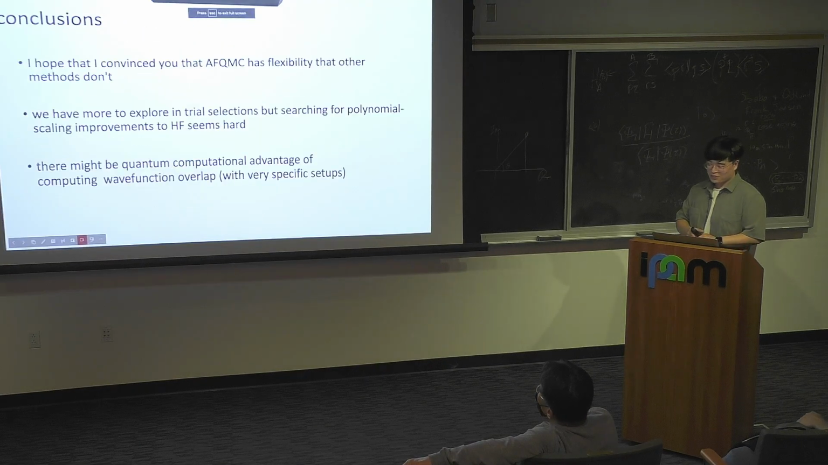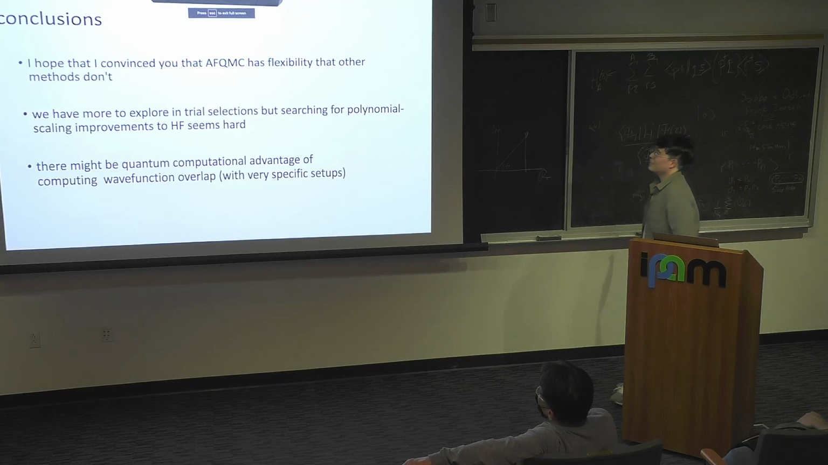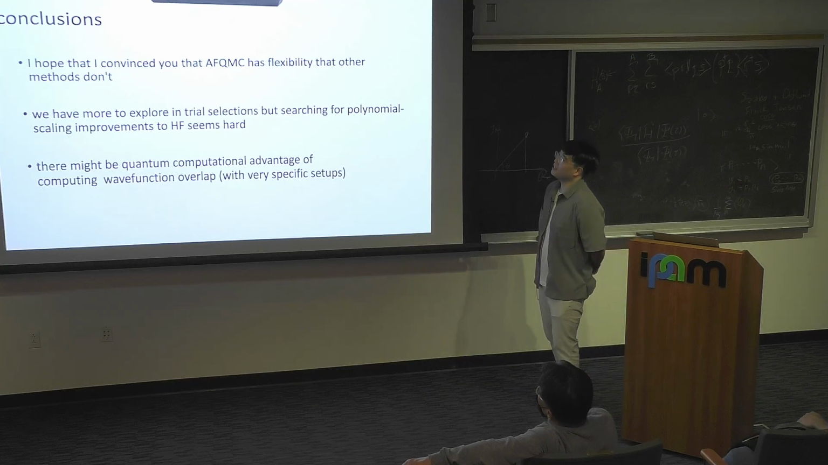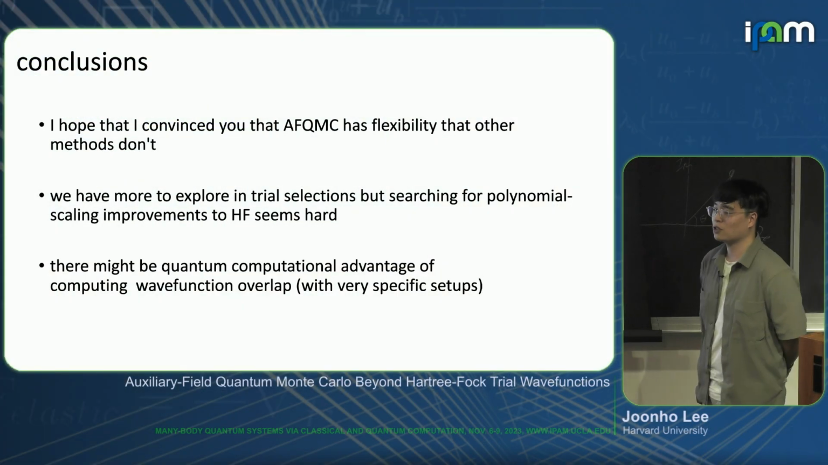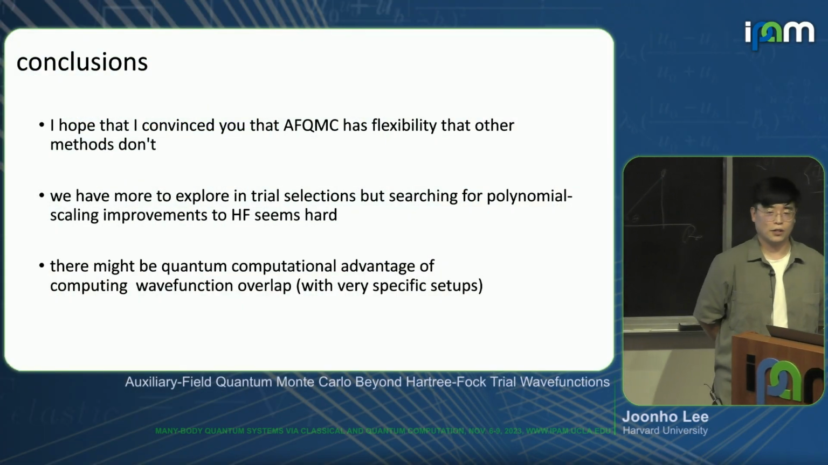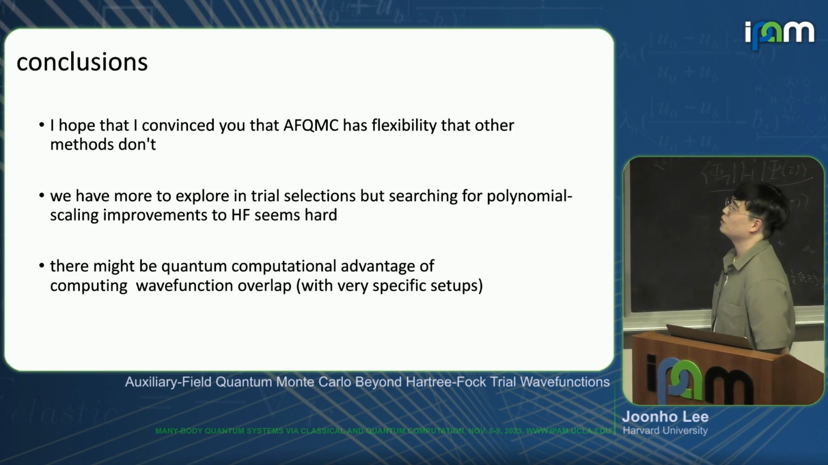Okay. I hope that I convinced you that AFQMC has some flexibility that other methods don't. You don't really get to choose trial wave functions for coupled cluster theory, for instance. It's not very easy to implement them.